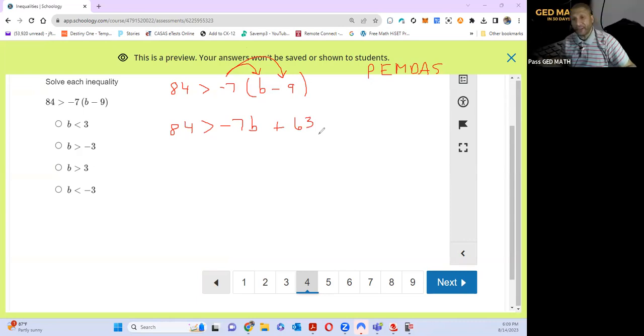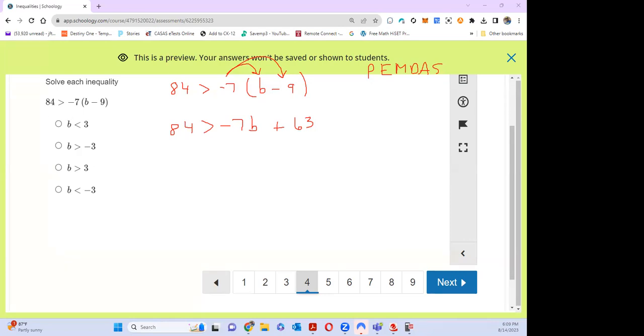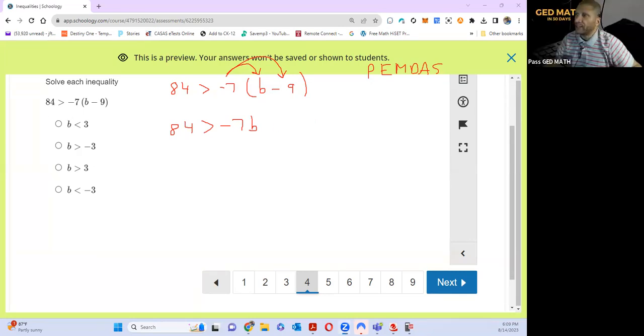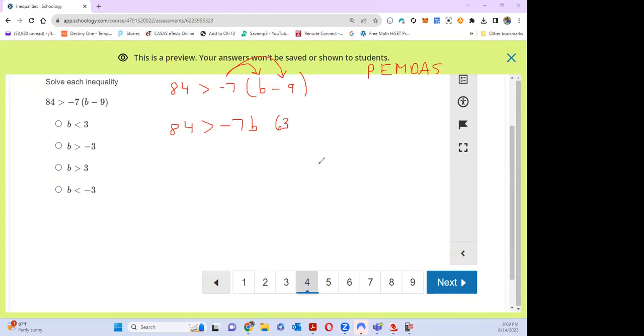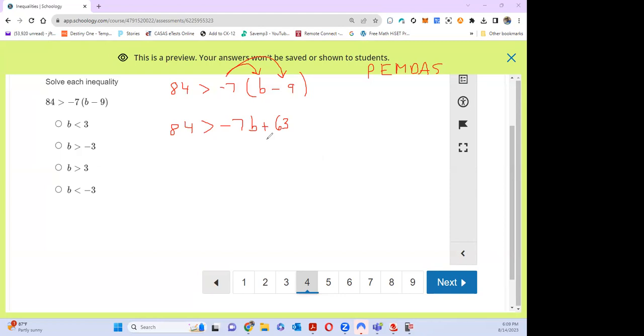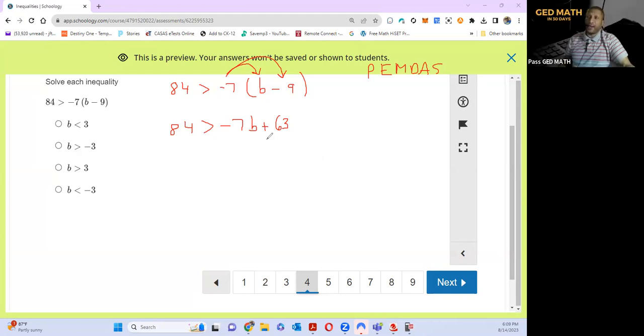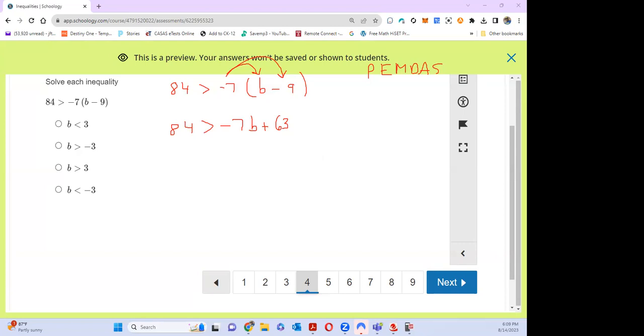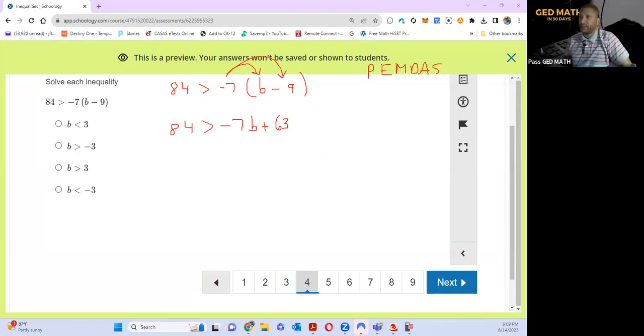So remember, positive here, we just had that plus sign. A lot of mistakes that I see people make is they say minus 7 times 9 is 63, and they just write that. Well, that's not a complete expression. So we need that plus sign. Can't forget that plus sign. So we got 84 is greater than minus 7b plus 63.